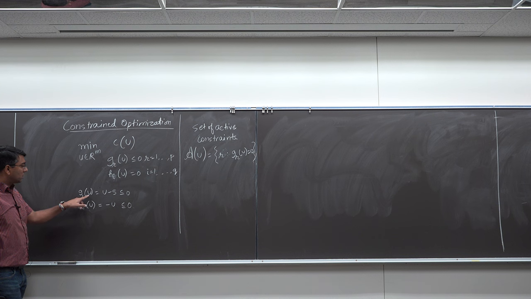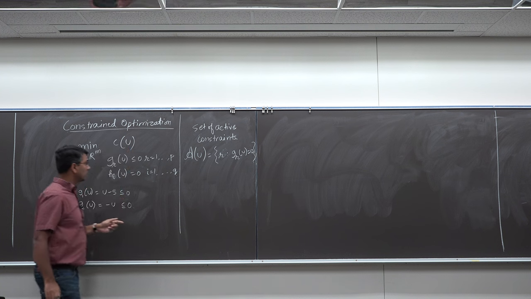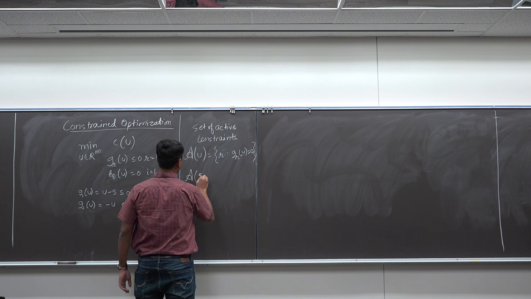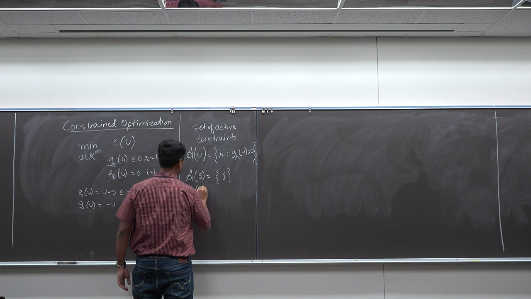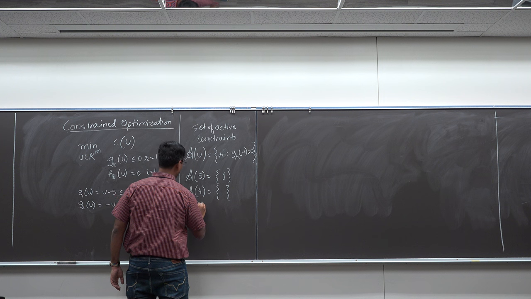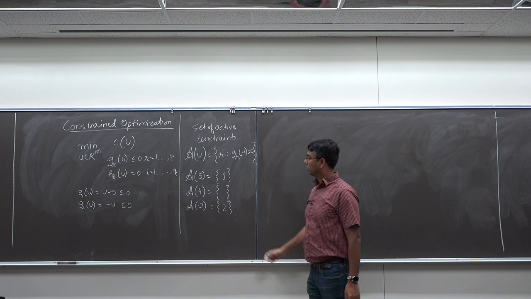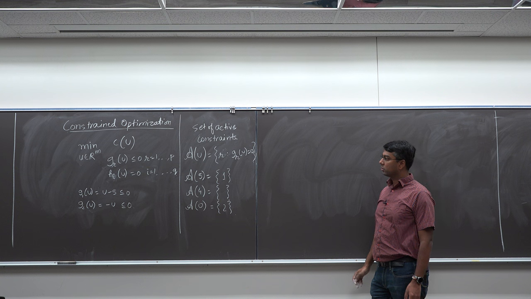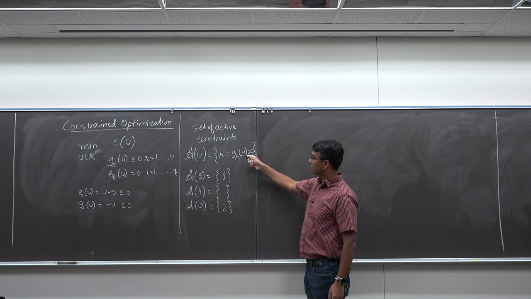So when u is equal to 5, A of 5 is equal to just 1. A of 4 is the null set. A of 0 is equal to 2. So when u equals 4, both these constraints are not equal to 0. So g1 is not equal to 0, g2 is not equal to 0. Remember, here we want gr of u equals 0.